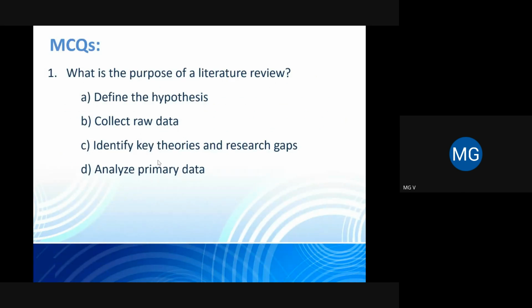What is the purpose of a literature review? Define the hypothesis, collect raw data, identify key theories and research gaps, or analyze primary data. C. Identify key theories and research gaps. Right, it is identify key theories and research gaps. That is C.